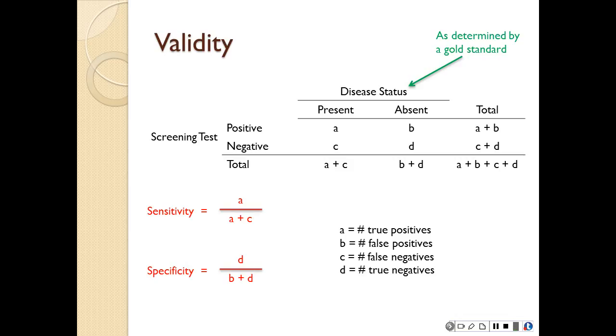And specificity, remember, specificity is the proportion of people that test negative given that they truly do not have the disease. So we have the people that are the true negatives, cell D, divided by everyone that's truly negative according to the gold standard, E plus D.